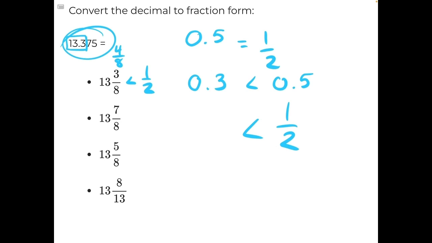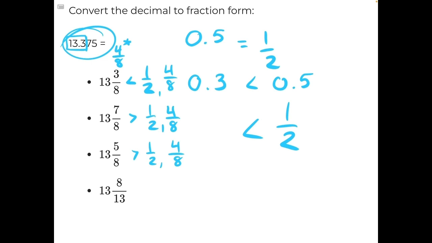For the next one, 7 is greater than 4. So this is actually greater than 1/2. And I'll actually put the 4/8 there too so you can see. Down here, 5/8 is greater than 1/2 or 4/8.